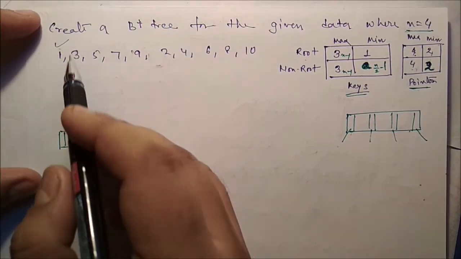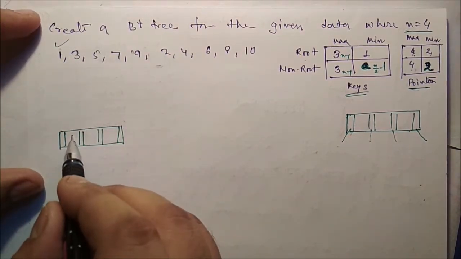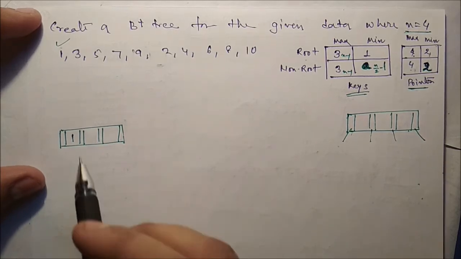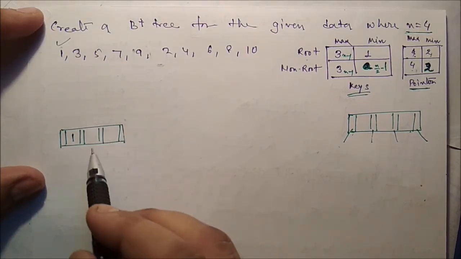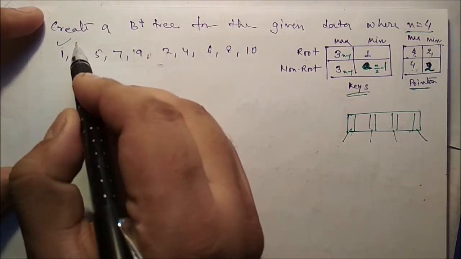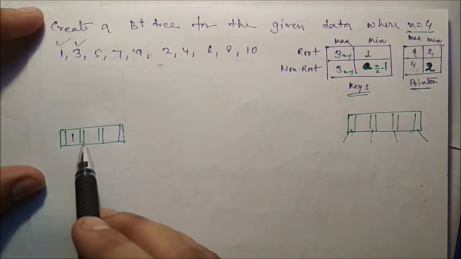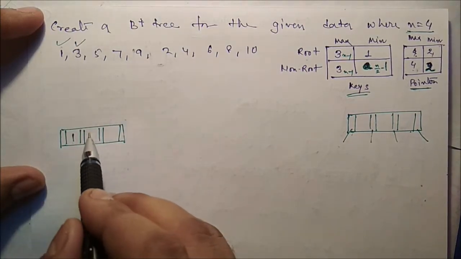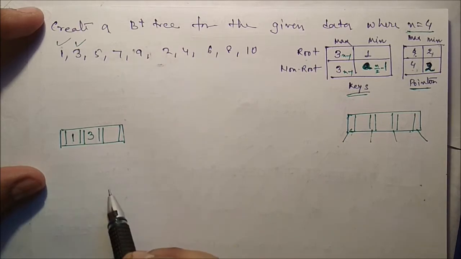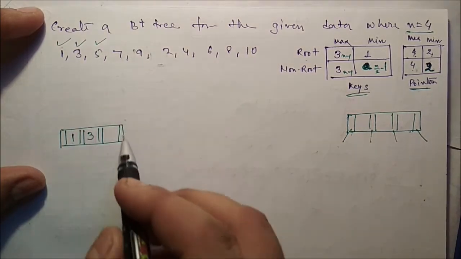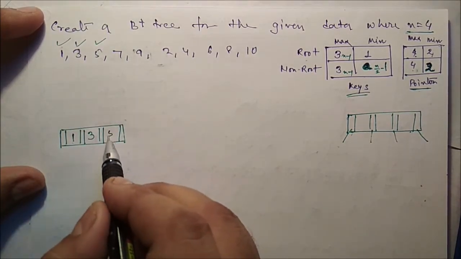So the first roll number is 1, so here you put roll number 1. And a single node is there right now. Next roll number is 3. Now 3 is greater than 1, so it should be on the right side. Here you can put 3. Next roll number is 5, so here we can put 5.